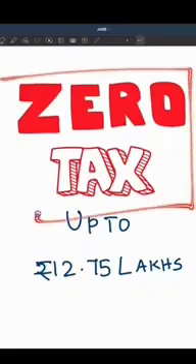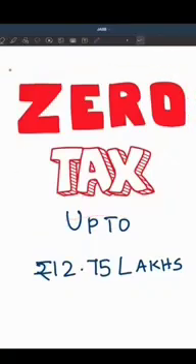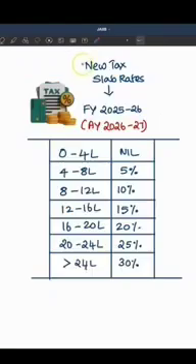Zero tax up to rupees 12 lakhs, and it can be up to 12.75 lakhs in case of salaried individuals. This is the talk of the country now thanks to the Union Budget, and here we have the new tax slab rates. This is applicable for the financial year 2025-26. It means its corresponding assessment year is 26-27.